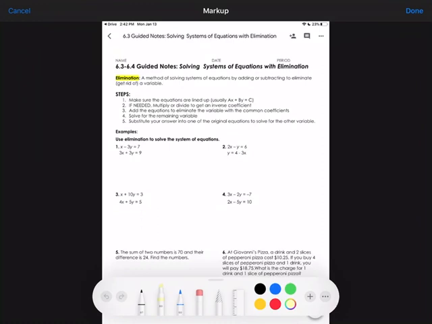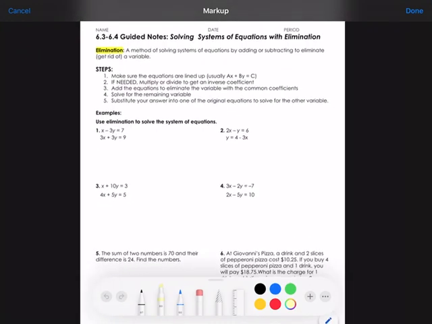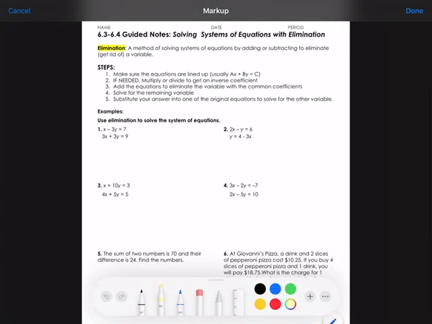Alright, today we're going to learn a different way of solving systems of equations, and this is the final strategy we'll learn for solving systems. We've already learned to solve systems by graphing. We learned how to solve systems with substitution, and today we're going to learn how to solve systems with elimination.